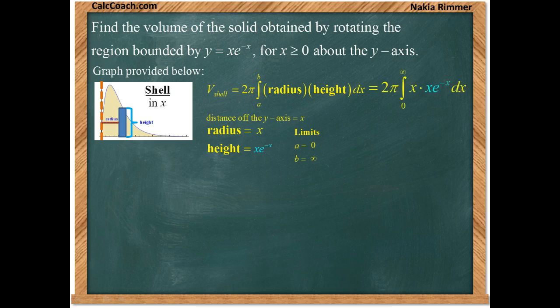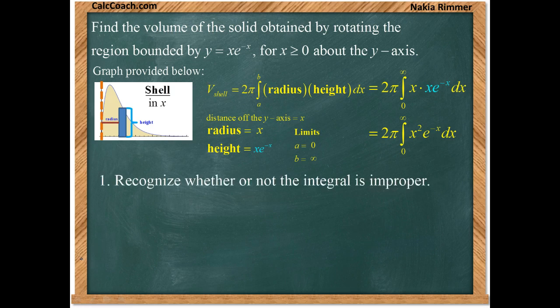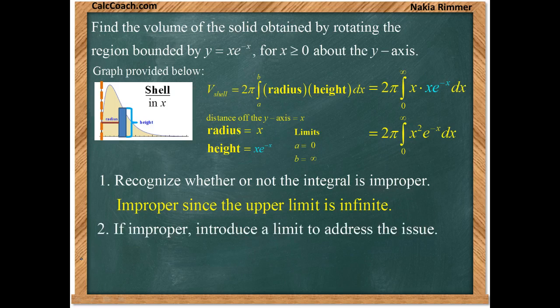All right, great. So we have the setup, and now it's just our job to multiply the x's together, and we have x squared e to the negative x, and we're integrating from 0 to infinity. It's improper, definitely, because this upper limit is infinite. And so now it's our job to address that by coming up with a variable and letting that variable approach infinity. Let's go with t.